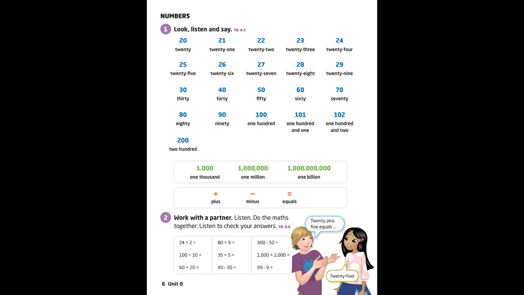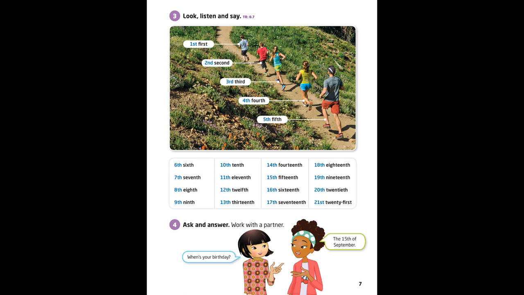Track 0.7. Activity 3. Look, listen and say. First. Second. Third. Fourth. Fifth. Sixth. Seventh. Eighth. Ninth. Tenth.